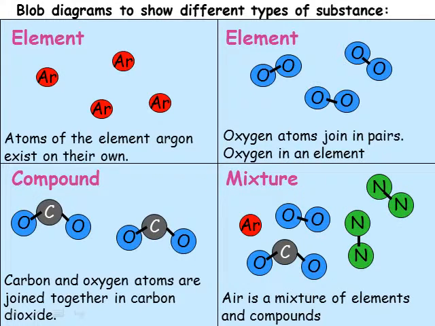The final diagram shows molecules of nitrogen and molecules of oxygen, as well as a carbon dioxide molecule and an argon atom, all of which are present in air. There are four different types of atom present, so this cannot be an element. The atoms are not all chemically bonded together, with each molecule the same, so this cannot be a compound. Air is a mixture.